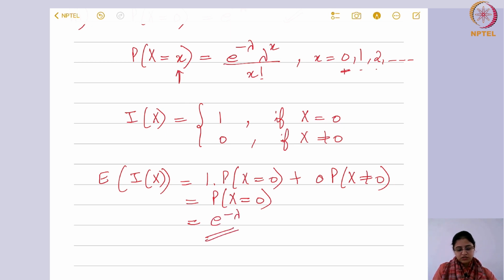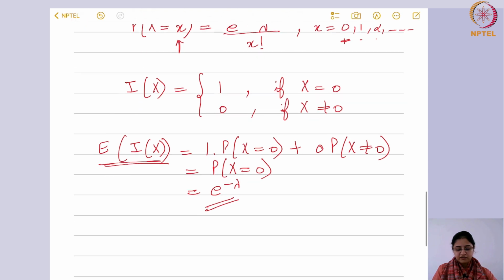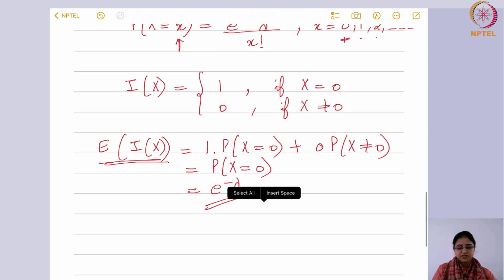So what you see is that I took expectation of I, that is the indicator function, and finally we obtained e raised to power minus lambda. Okay, so you have been able to find an unbiased estimator for this quantity.